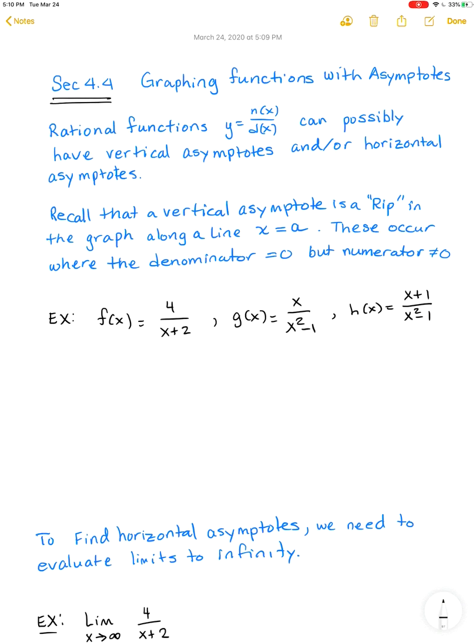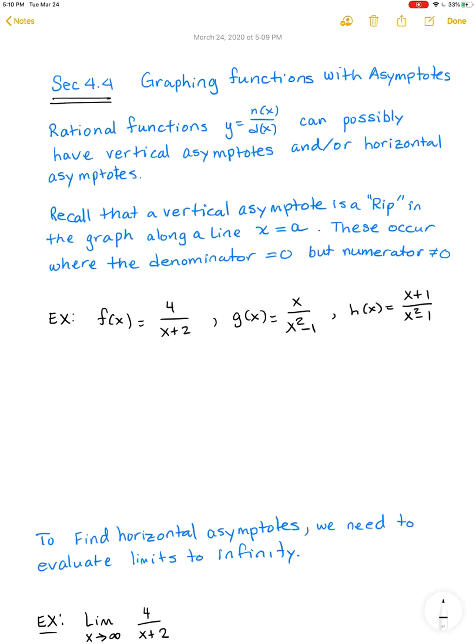Today we have section 4.4. We're going to look at graphing functions that have asymptotes. The functions that have asymptotes are typically rational functions, things that have a numerator and a denominator, where there are powers of x in the numerator and denominator. Some functions will have only vertical asymptotes. Some will have no vertical asymptotes, only horizontal asymptotes, whatever. We're just going to have to figure out how to do this.